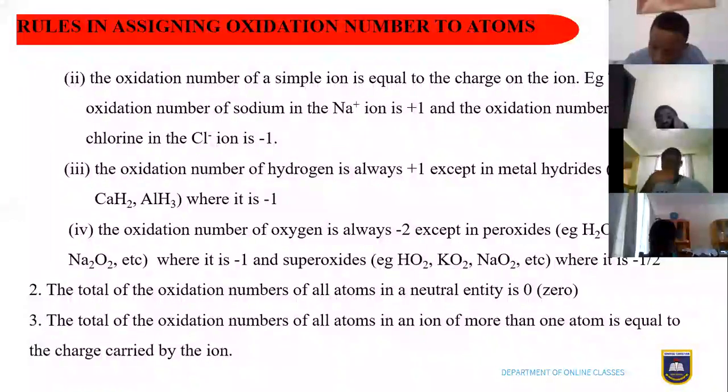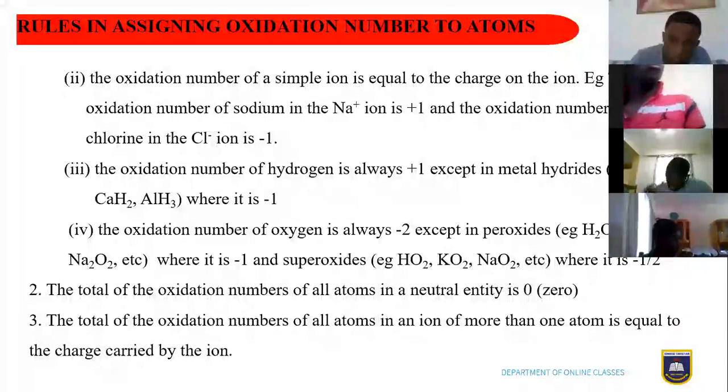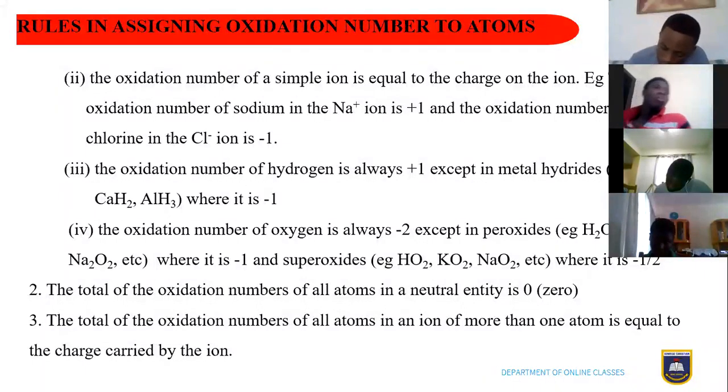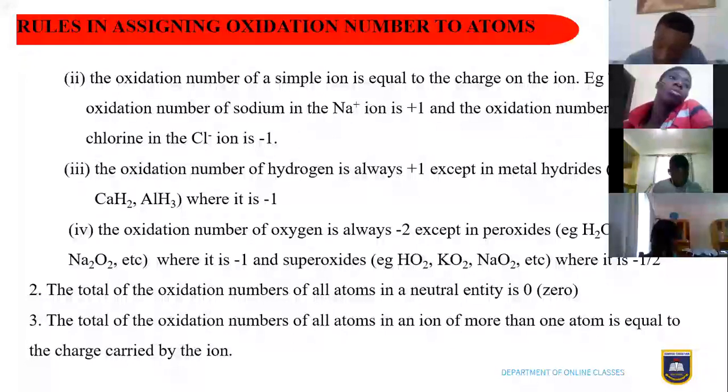Now the last one: the total of the oxidation numbers of all atoms in an ion of more than one atom is equal to the charge carried by the ion. So for radicals like OH minus, CO3 2 minus, the sum of the oxidation numbers of all the atoms in that radical should be equal to the charge that is on the radical. Okay, so these are the rules.